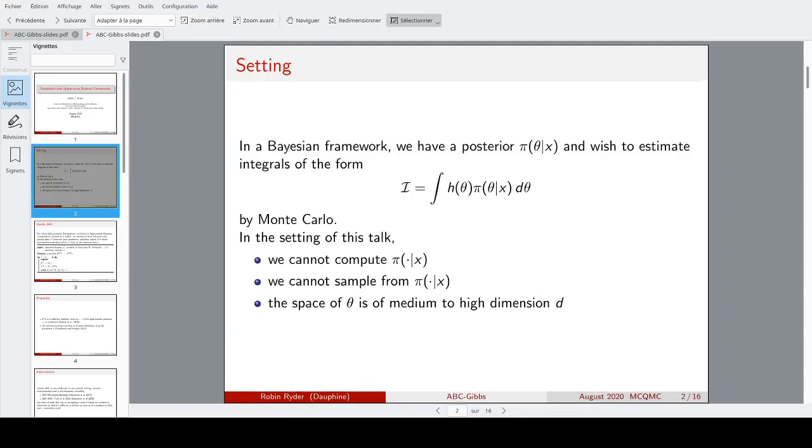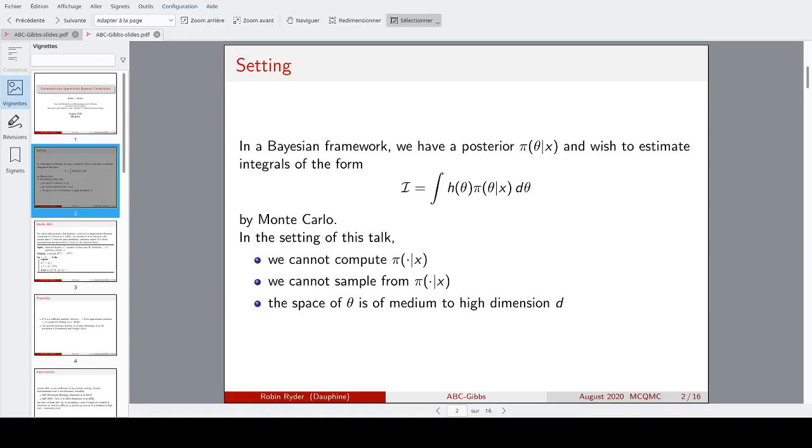Now, our setting is a Bayesian framework where we have a posterior distribution, pi of theta given x, so our data are x, and we have some integrals that we want to estimate by Monte Carlo. This requires getting a sample from the posterior distribution, and the class of problems we are interested in today are problems where this posterior distribution, pi of theta given x, cannot be computed, not even up to a constant, and it cannot be sampled from. So if we can't sample from it directly, that rules out Monte Carlo. If we can't compute its value, then that rules out MCMC a la Metropolis Hastings and so on.